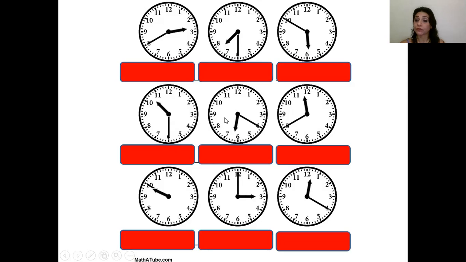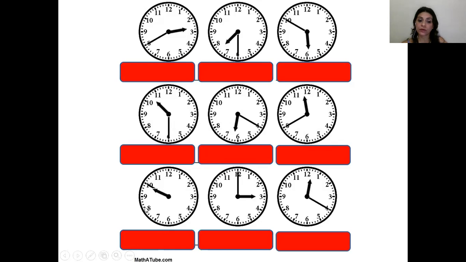Then you have clock number four, it would be 6:20. All right, that's 6:20, or you say 7:40. Okay, so again, 6:20, or 7:40. Then this one, clock number six, we have it's 11:40, or you say it's 12:20. All right, so it's 11:40, or 12:20.